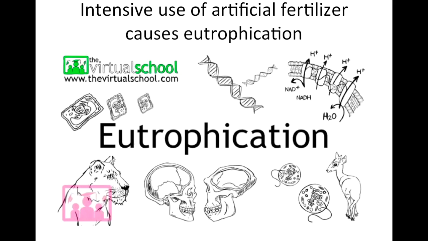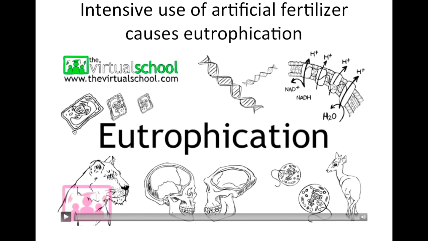Okay, now the result was that we have a lot of animals and a lot of artificial fertilizers around in these areas. We basically increased nutrients in that environment, and the result is called eutrophication. What's that, you say? It's a difficult word, eutrophication. Mind the spelling with the EU. Well, eutrophication is this.